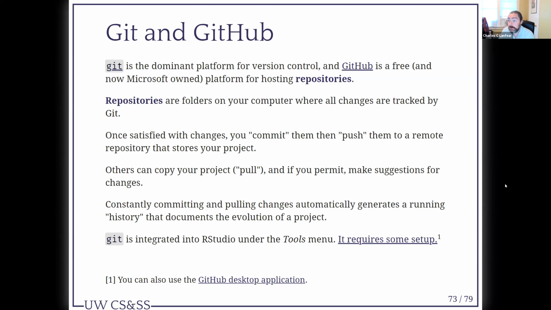Git is already integrated into RStudio under the Tools menu. It requires a little bit of setup, but there's a little pane in the top right in RStudio you can use. It's integrated already into RStudio. Why not check it out?